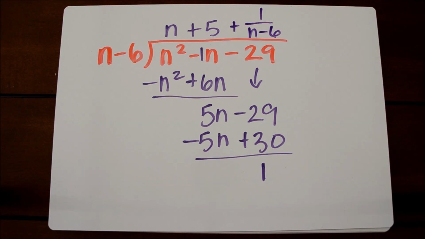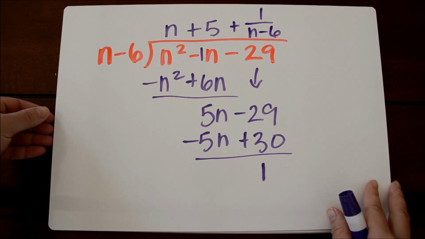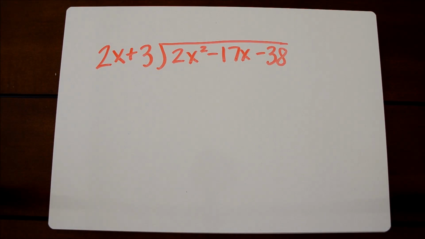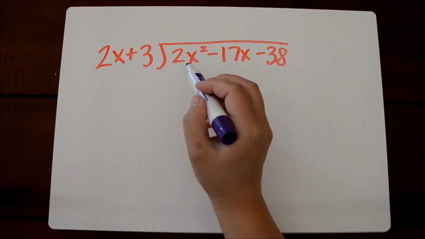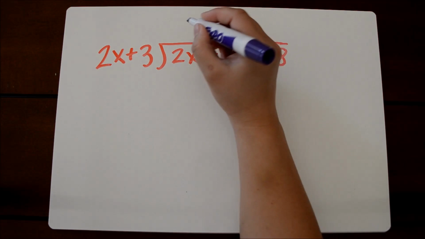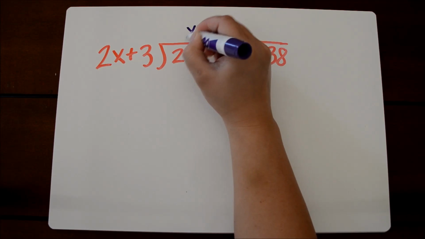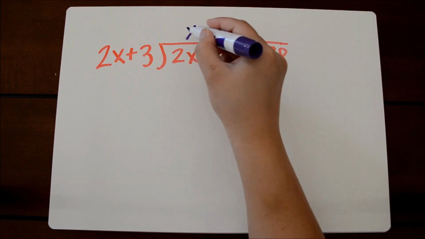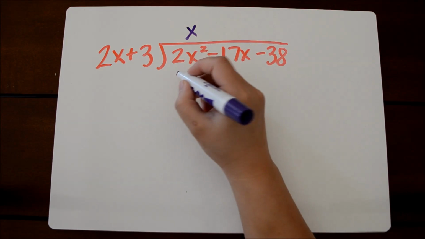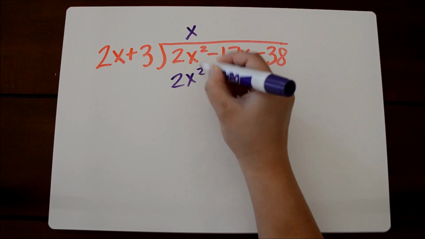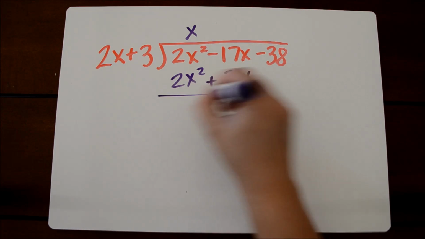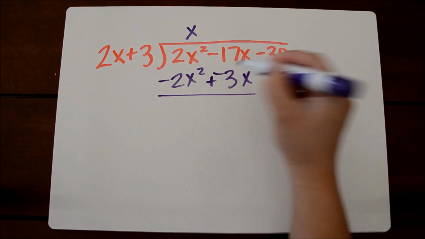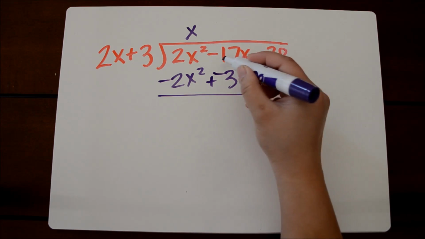Let's take a look at one more example. So here we're still going to ask ourselves 2x times what will give us 2x squared, which we know is just x. And now we're going to multiply x times 2x is 2x squared, and x times 3 is positive 3x. And then we're going to subtract this, so we'll change both signs.